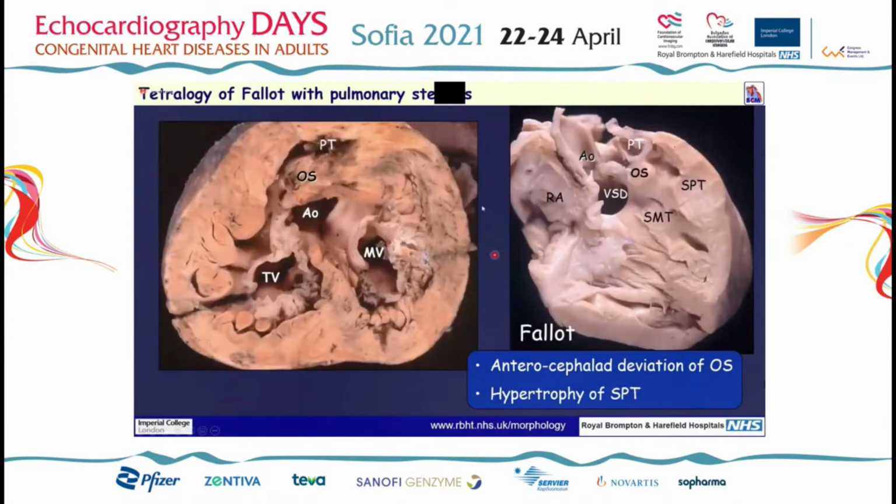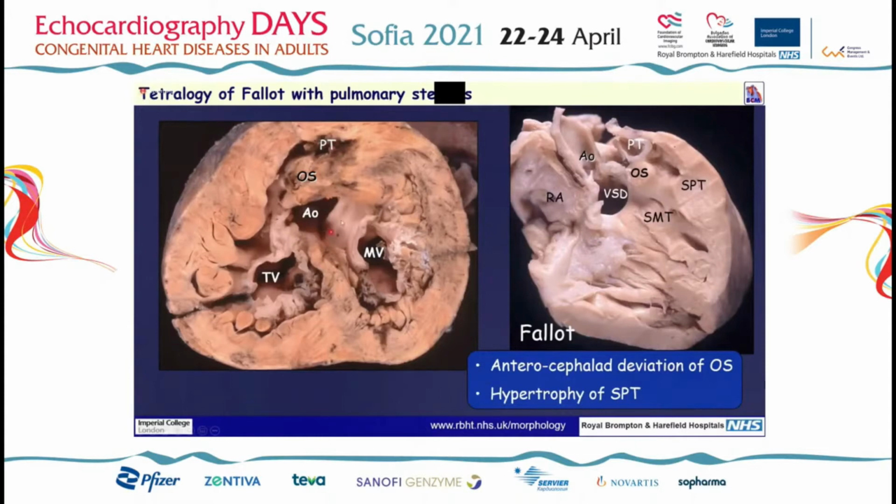So in short axis view, in this configuration we see the anterior, cranial-led deviation of the outlet septum. Meaning the outlet septum, instead of running in this direction, has swung around to come up, squeezing the pulmonary outflow tract here. Just beyond here is the pulmonary valve.